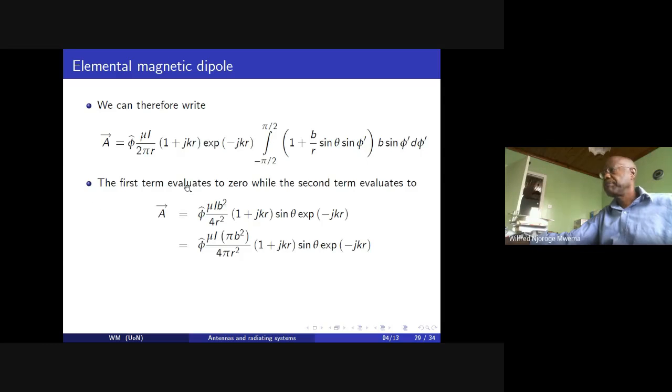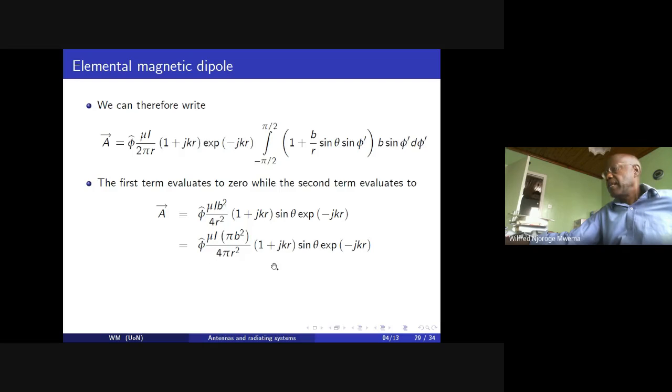Therefore, the first term here will integrate to 0, but the second term will evaluate to a value: phi cap of mu I b squared by 4 r squared, multiplied by 1 plus jkr, sine theta and the cosine of minus jkr. Or in other words, we can multiply this top by pi and divide down by pi, and therefore we get the area of the current loop, and we are multiplying the current by the area of the current loop. Remember that the current multiplied by the area of the loop is always what we call the magnetic dipole moment M that we obtained before.